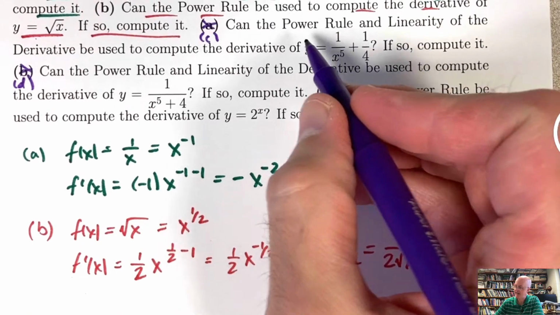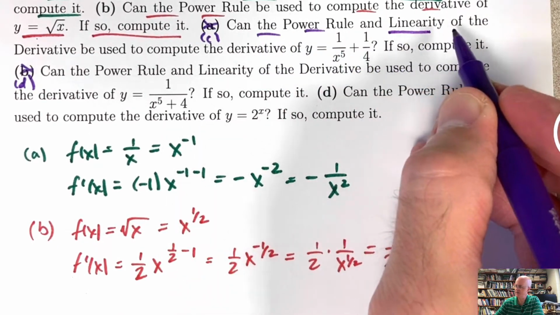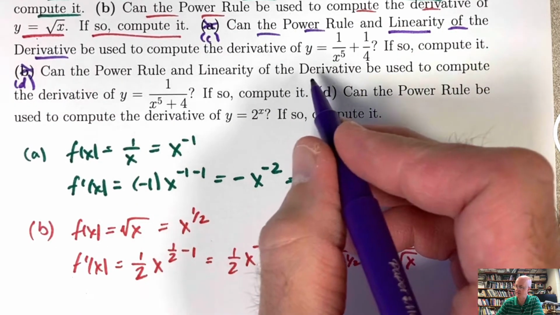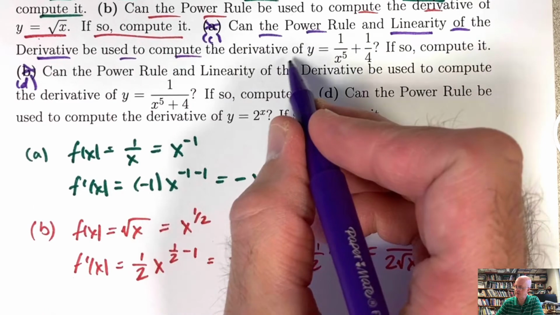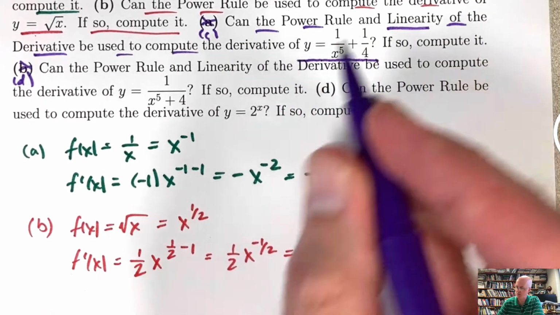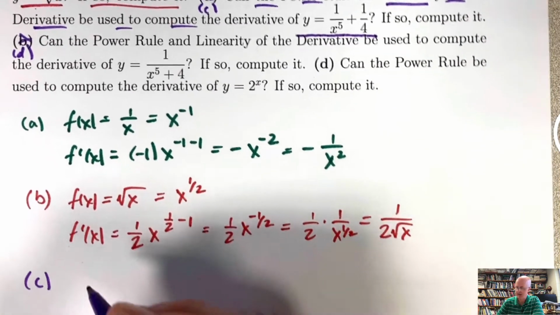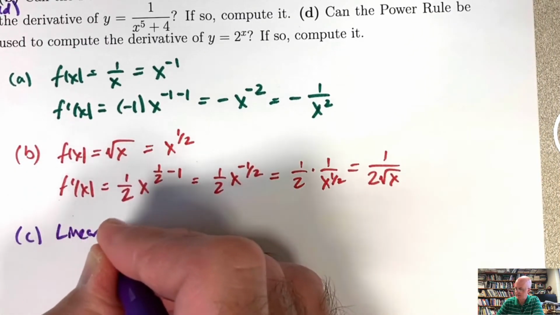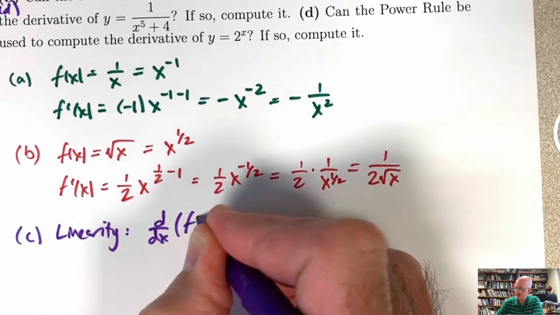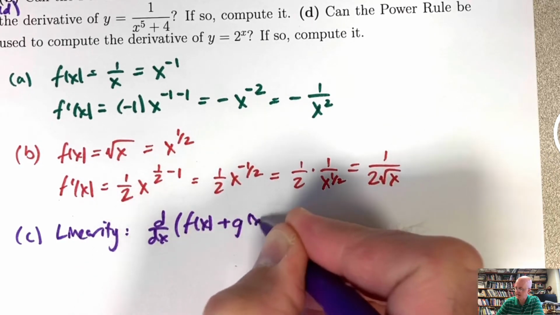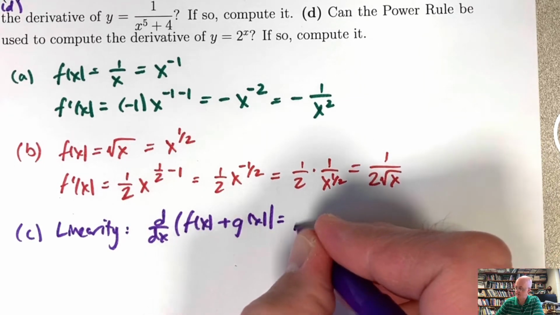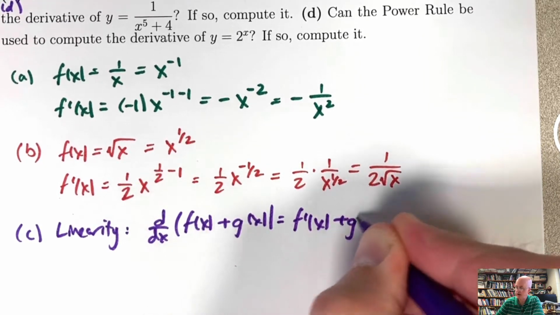Part C. Can the power rule and linearity of the derivative, which I haven't mentioned yet, I'll talk about it as I go, be used to compute the derivative of y equals 1 over x to the 5th plus 1/4? Well, what is linearity of the derivative? Linearity says that the derivative of the sum of two differentiable functions, f of x and g of x, is the sum of their individual derivatives, f prime of x plus g prime of x.